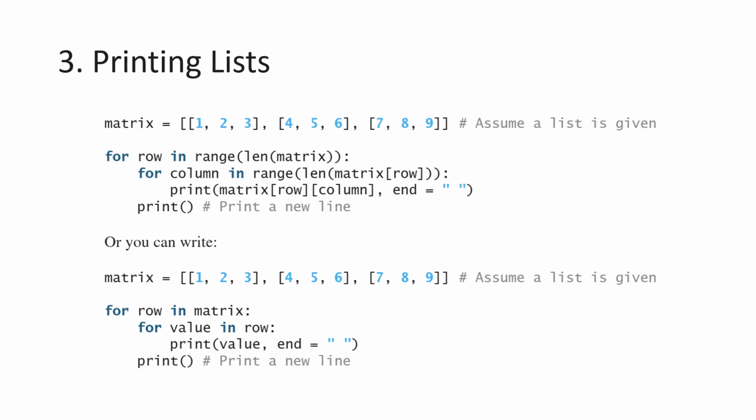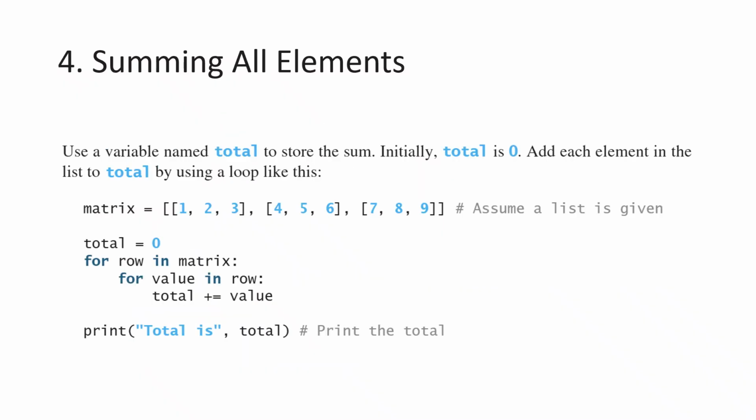Printing a list. matrix = a list of elements. Assume a list with some elements. for row in range(len(matrix)): for column in range(len(matrix[row])): print(matrix[row][column], end=" "). Then a plain print statement will print a new line. Otherwise you can write matrix = some list of elements, for row in matrix: for value in row: print(value, end=" "), then print().